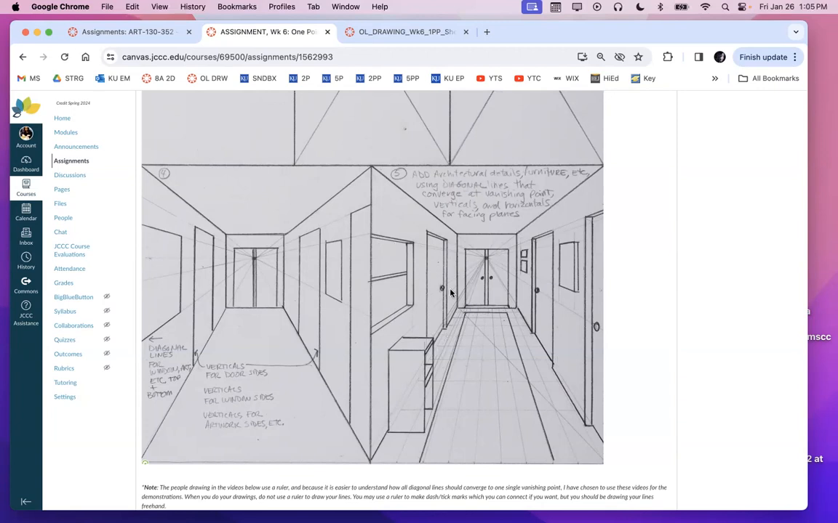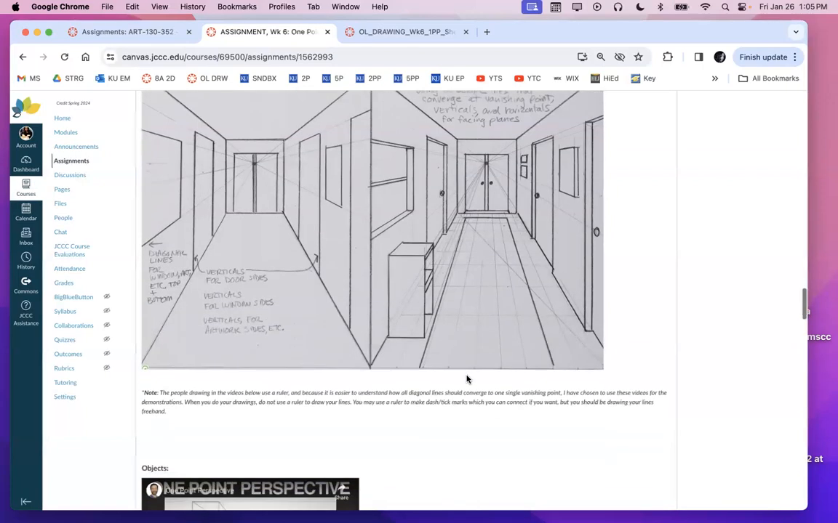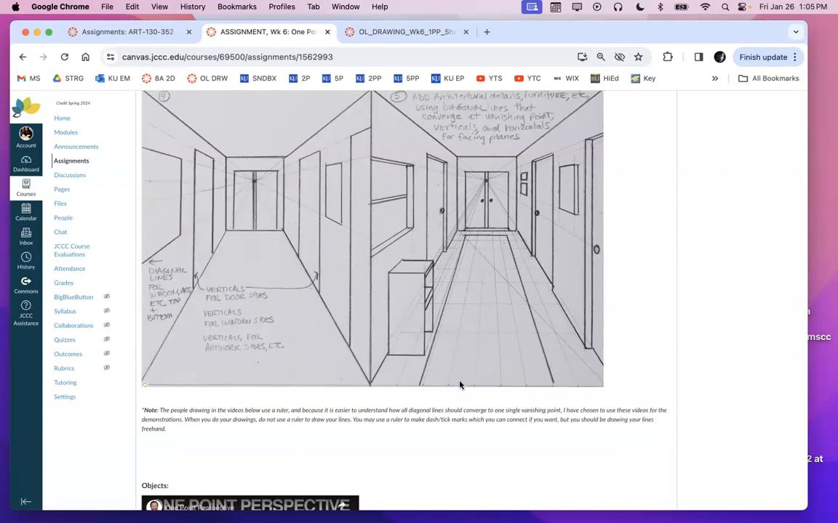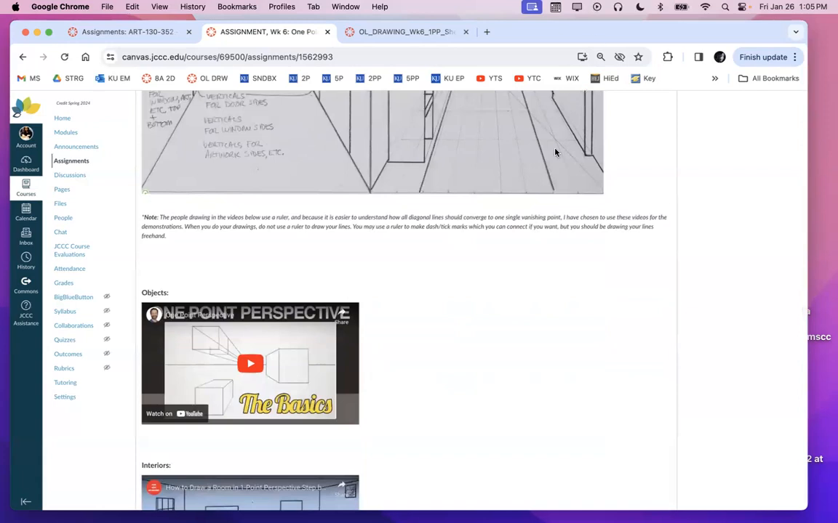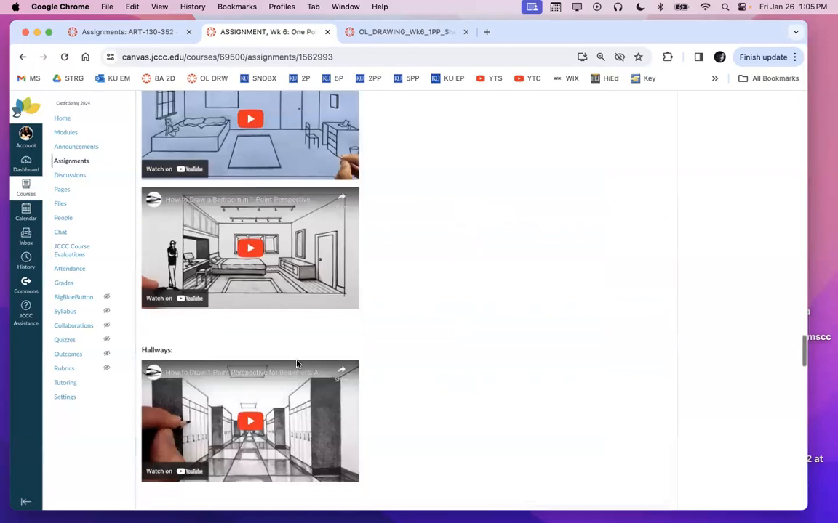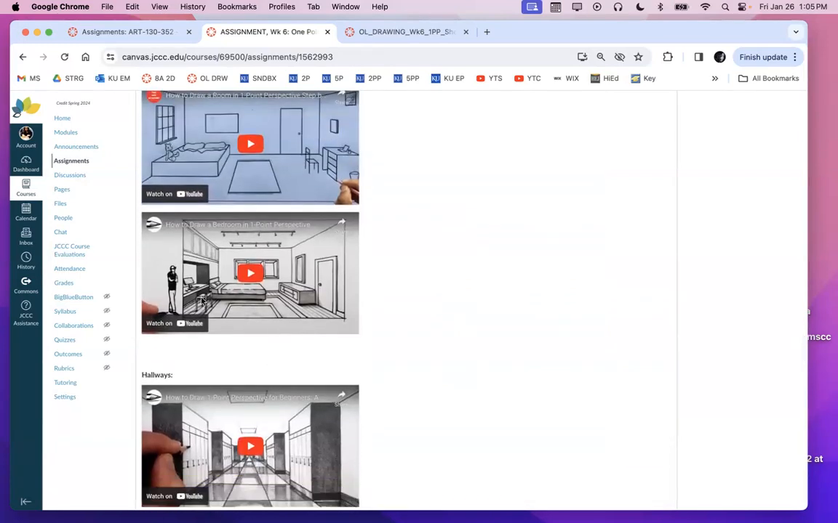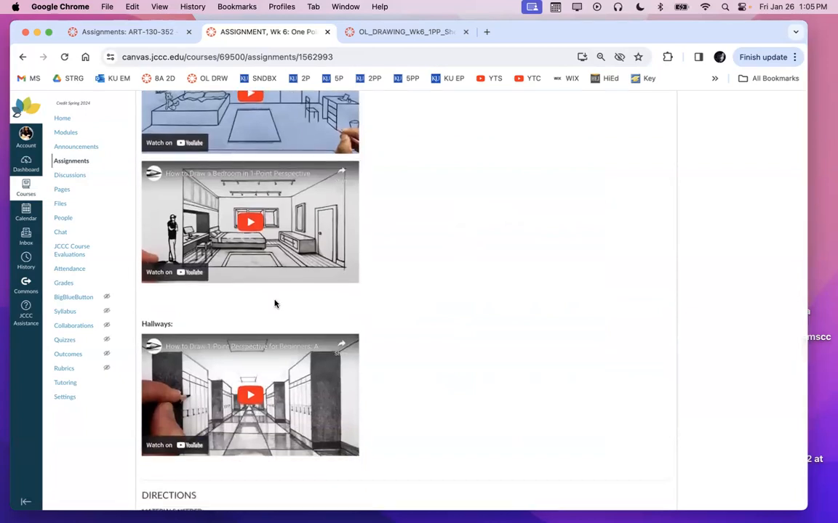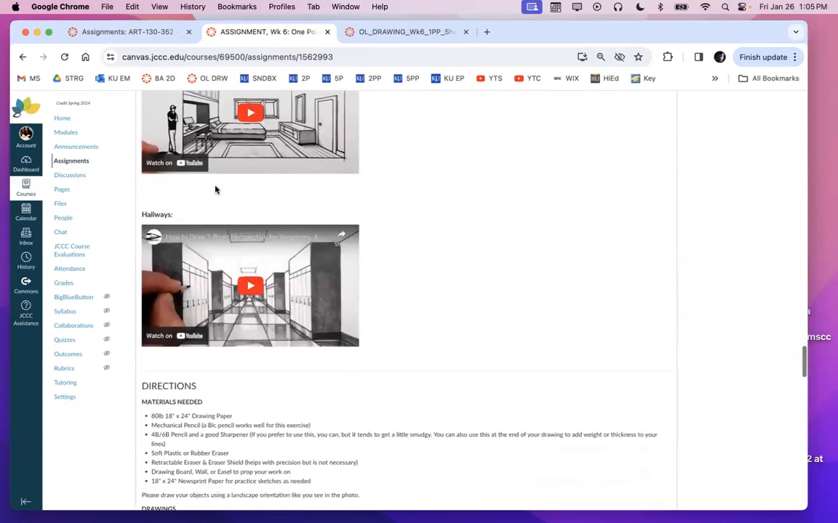You can use a ruler as a guide and draw little tick marks so that you know which direction to connect the dots. But you should be able to do this freehand, without using a ruler. Here are some videos of people drawing in one point perspective, which I thought were helpful. They're not the greatest, but it will give you an idea of how to approach this. So here are two interior rooms and then one hallway.